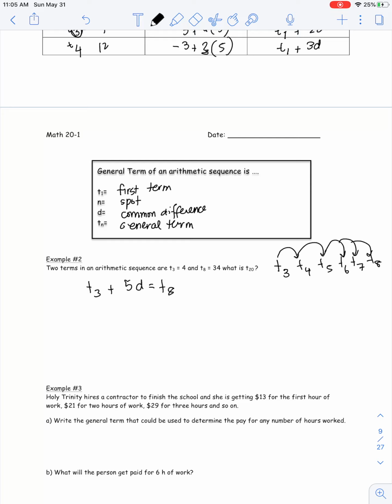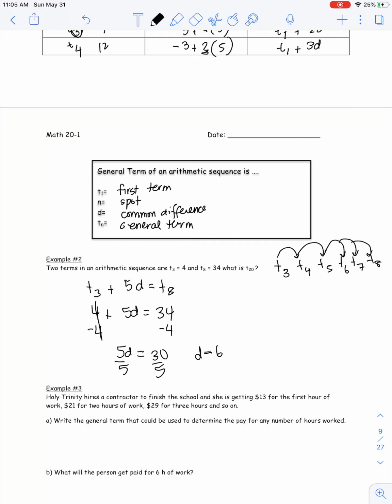So I create this kind of equation here, which helps me because now I can replace term 3 with 4 and term 8 with 34. And this is a quick way of solving for the common difference. So I can subtract 4 on both sides to get 5d is equal to 30. And then divide by 5 on both sides to find that the common difference is 6.